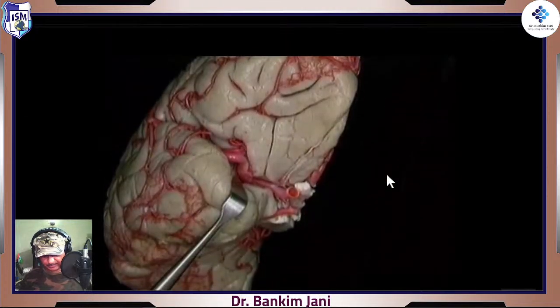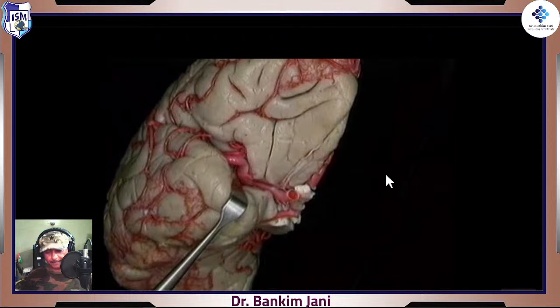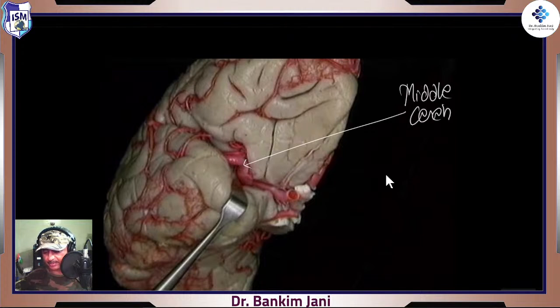See over here. Now we move on to the middle cerebral, right? This one is middle cerebral, right? I hope you are oriented properly. This is middle cerebral artery.